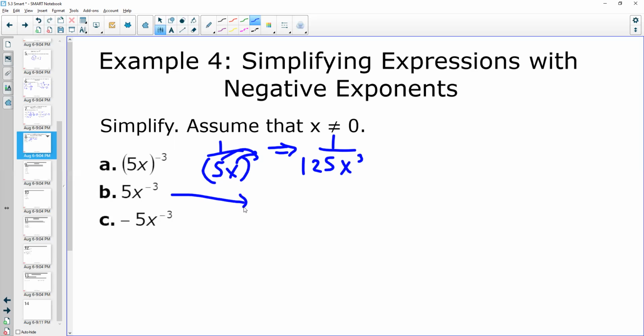The next one is 5x to the negative 3. It's just the x to the negative 3, so that's the only one I'm going to change. I only flip the x. So the 5, technically right now, is 5 over 1. It stays there. And the x flips into the denominator to the third. Then the negative drops away. Okay? This last one is the same exact thing. The negative 3 is not being applied to the negative 5. So it just stays where it is. That's all that happens there.